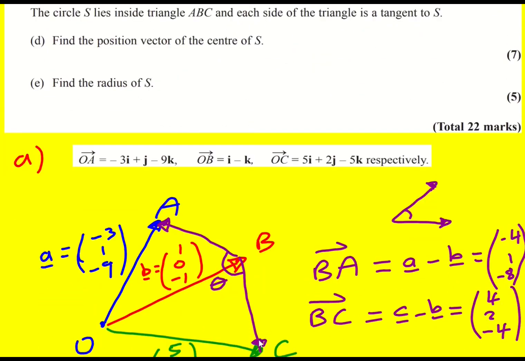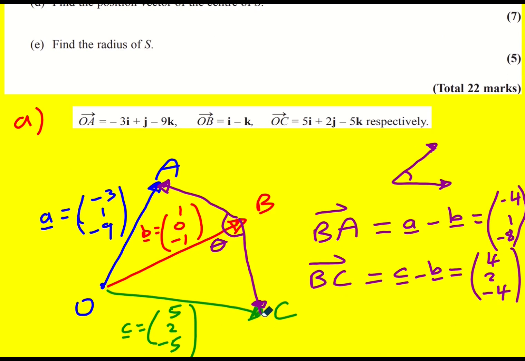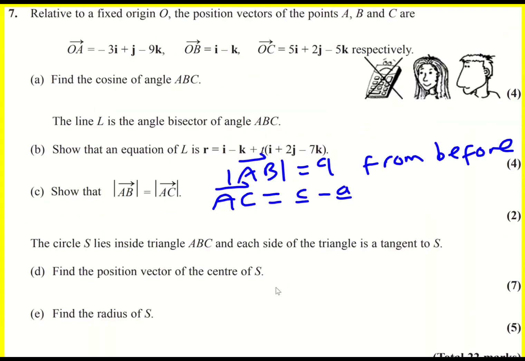Remember, you basically take the second one and subtract the first one. I haven't actually drawn a diagram here. AC, I can go A to C, I can go minus A plus C, which is the same as C minus A. And remember, I called this C, didn't I? And this was A. So I'm going to get 5 minus minus 3, 2 minus 1, and minus 5 minus minus 9.